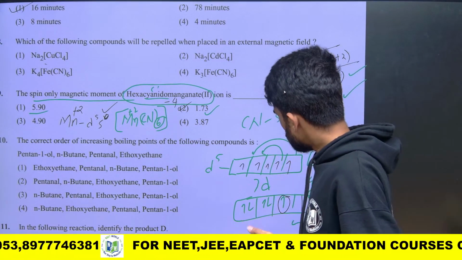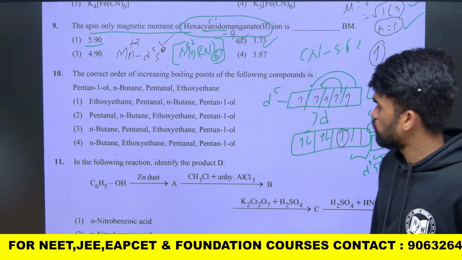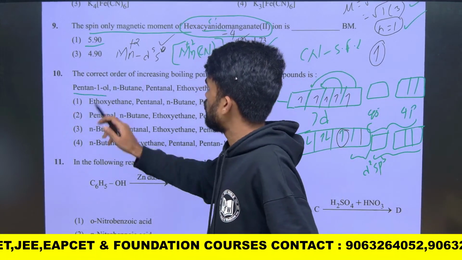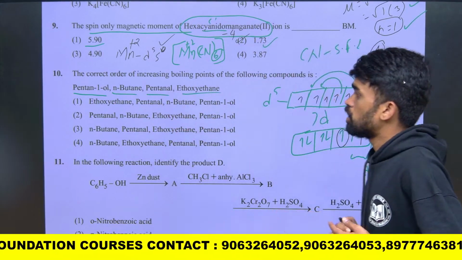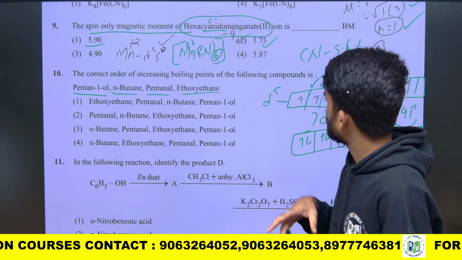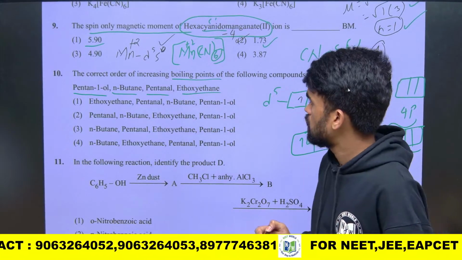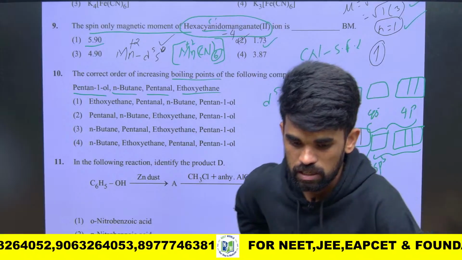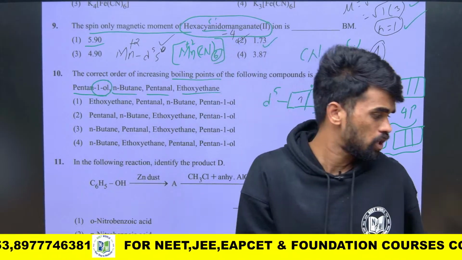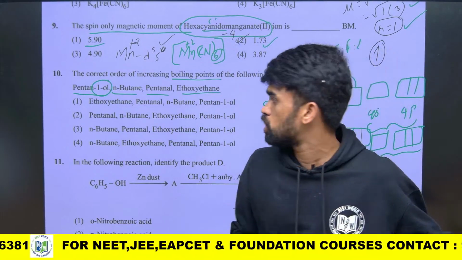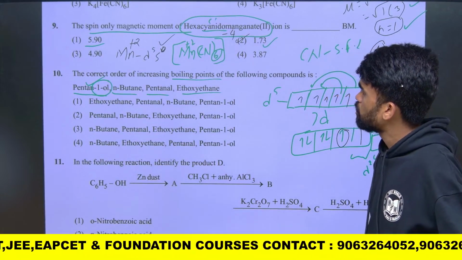Okay. Next, the correct order of increasing boiling points of the following compounds. We have pentan-1-ol, n-butane, pentanal, and ethoxyethane. Whenever they ask about boiling point, you need to check its molecular weight as well as intermolecular attractions. Alcohols will always have more intermolecular forces due to hydrogen bonding. Therefore, pentan-1-ol will have the highest boiling point.